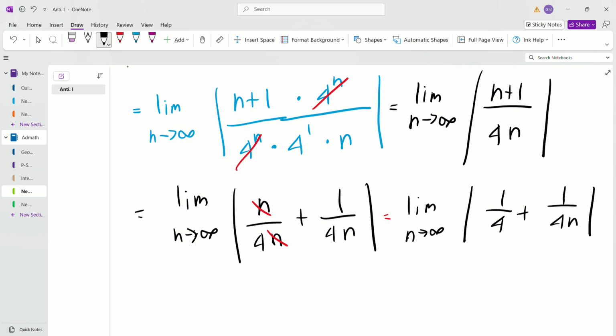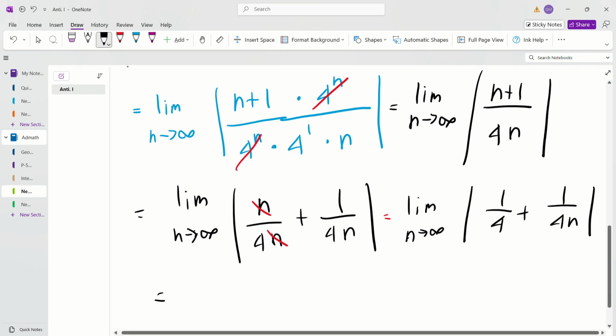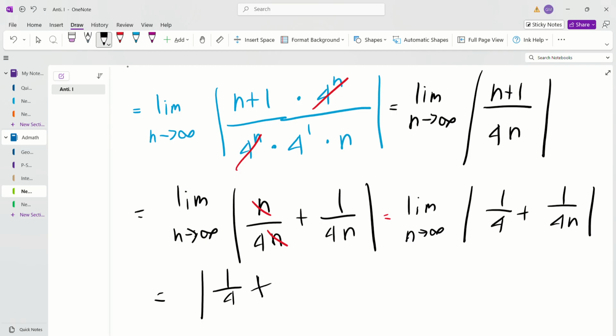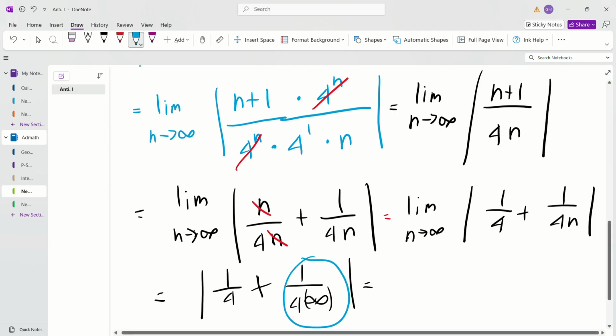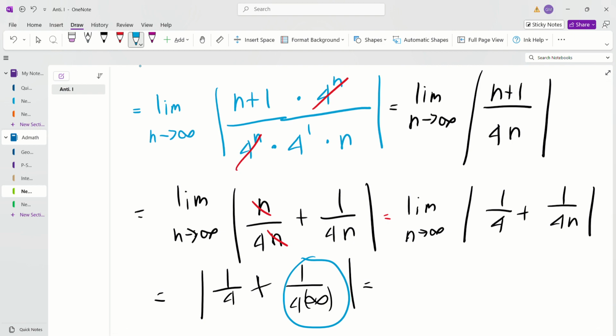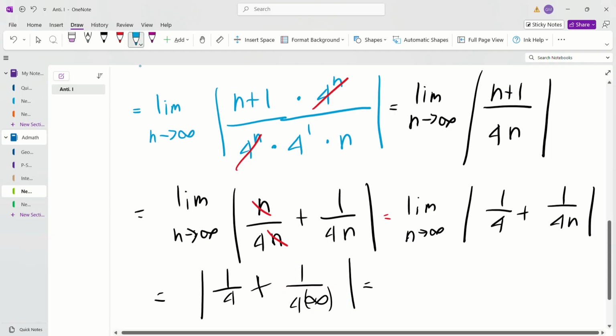If we take the limit and evaluate it, we have 1/4 plus 1 over 4 times infinity. By analyzing the term 1 over 4 infinity, as the value gets bigger, it approaches 0. Therefore the answer here is simply 1 over 4. So this is the limit.